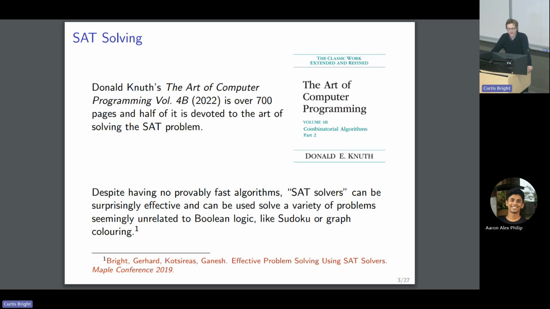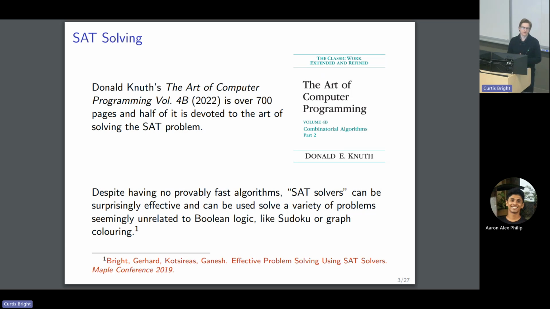He came out with the latest volume, which is volume 4. It's 700 pages, and the second half of that book is all on SAT. It goes very deep into this stuff, and you should really check out the book. It's an excellent reference for almost all of foundational computer science. Knuth goes so deep into all these topics, including SAT. Now, the interesting thing about SAT is that it's what's known as an NP-complete problem.